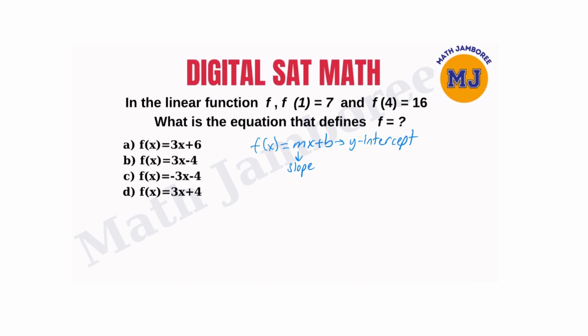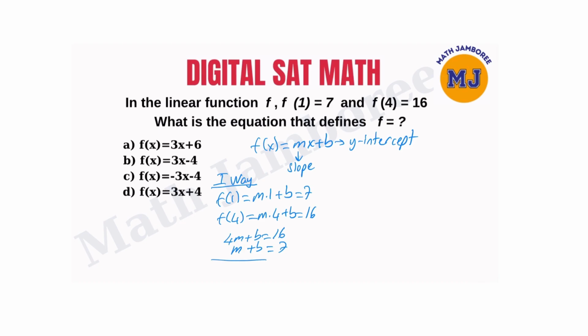There are two different ways of solving this question. The first way is to substitute these values in. So f of 1 means m times 1 plus b is equal to 7. And f of 4 is m times 4 plus b, which is equal to 16. Let me rewrite it this way: 4m plus b is equal to 16, and the other one is m plus b is equal to 7.